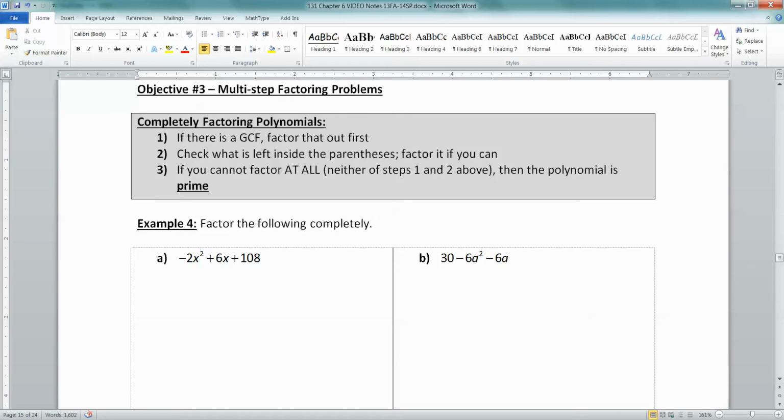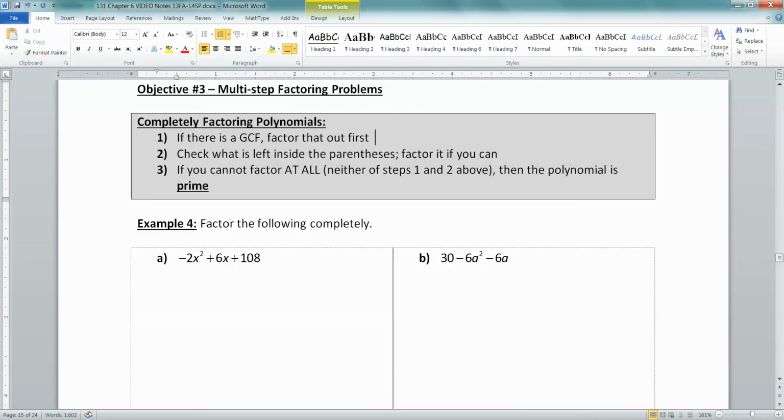Okay, so now we want to kind of put it all together so far. So what happens if there's multiple steps and you can do lots of different things? So always, always, always try to factor out a GCF first, because once you do, it makes the rest of the problem a lot simpler. You want to check what is left inside the parentheses and factor if you can. If you cannot factor at all, either GCF or anything else, then the polynomial is prime.